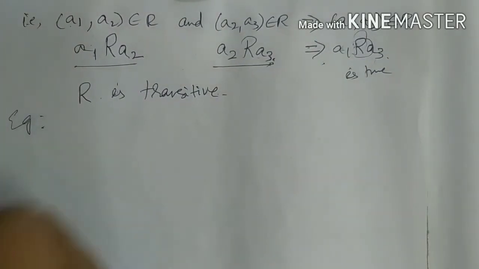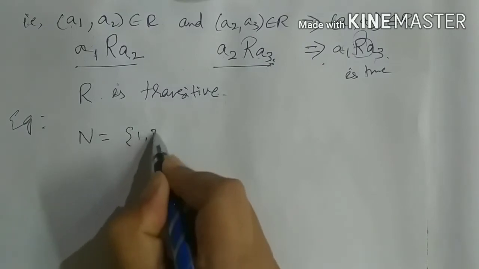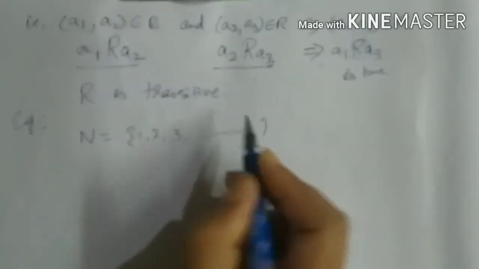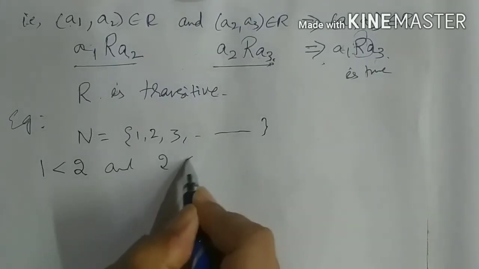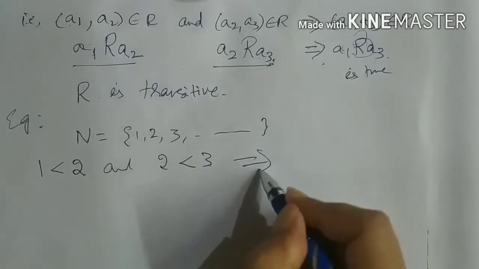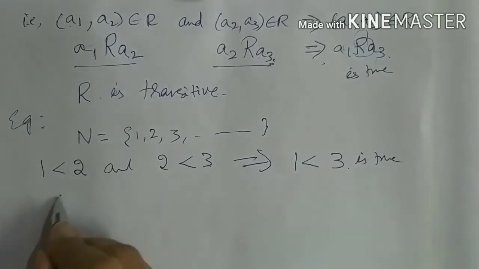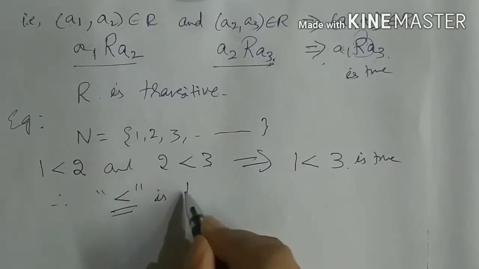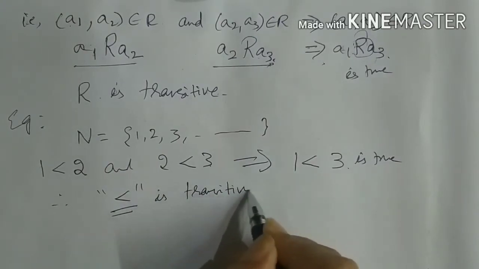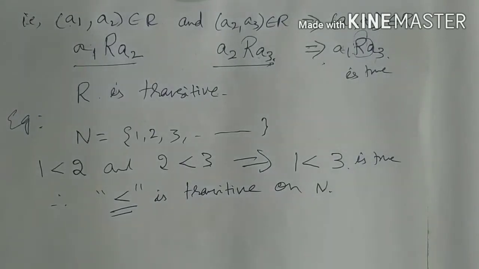Let us consider an example. Let us consider the set of natural numbers 1, 2, 3, etc. We know that 1 is less than 2 and 2 is less than 3. This implies 1 is less than 3 is true. Therefore, we can say the less than relation is transitive on the set of natural numbers.